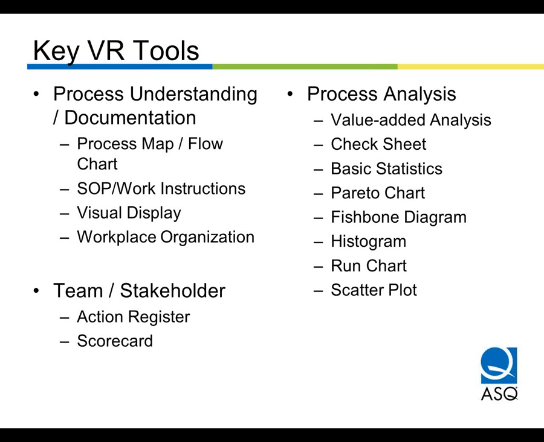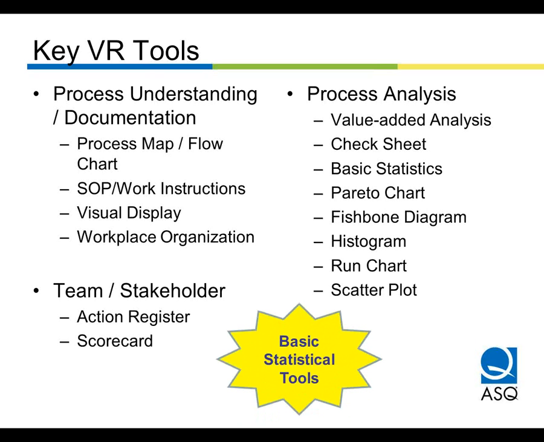Third set of tools focused on process analysis, and those included check sheets, basic statistics, Pareto charts, fishbones, histogram, run chart, and scatter plot. As you see here, there were just basic statistical tools, nothing complex, things that the teams could do themselves either by hand or using Excel, tools that they already knew and had access to.